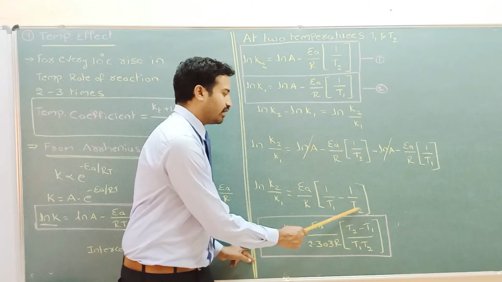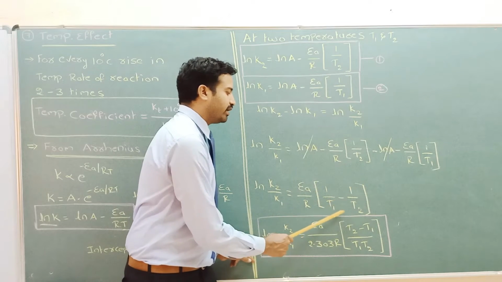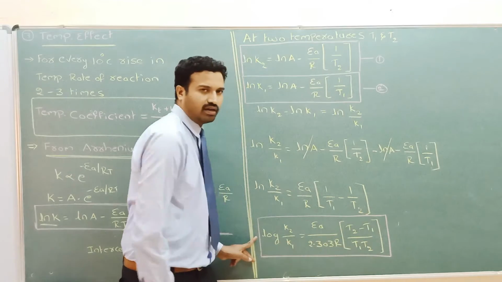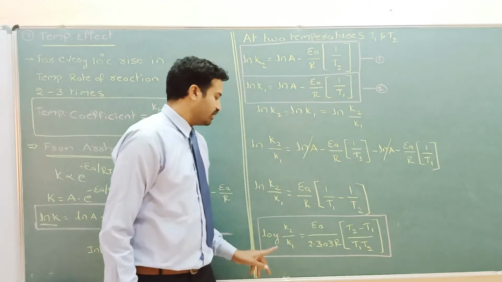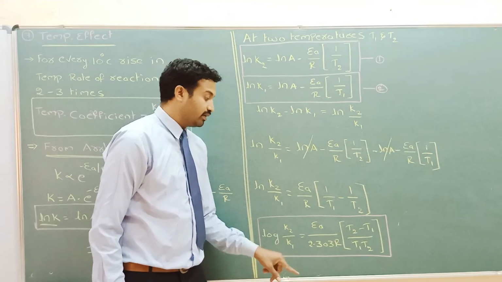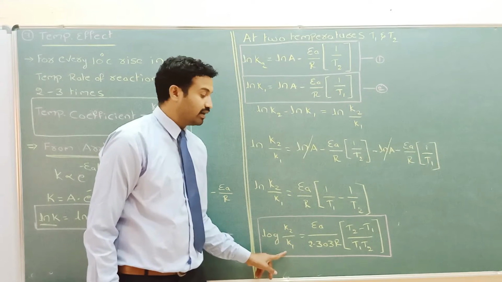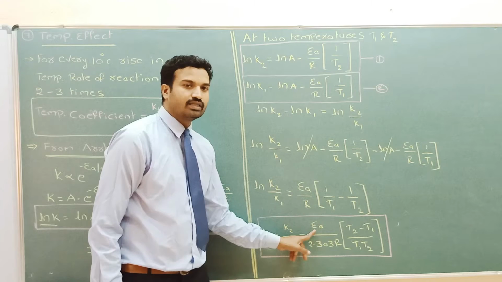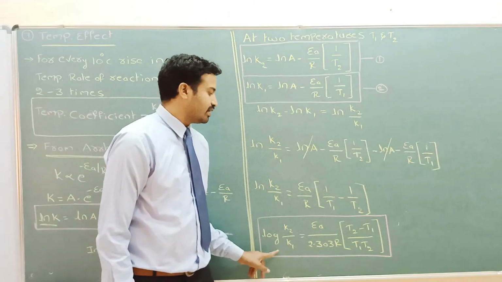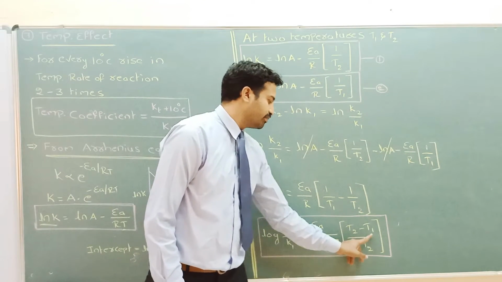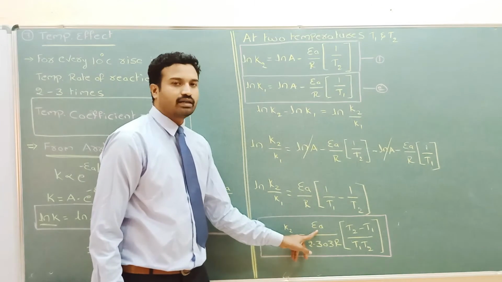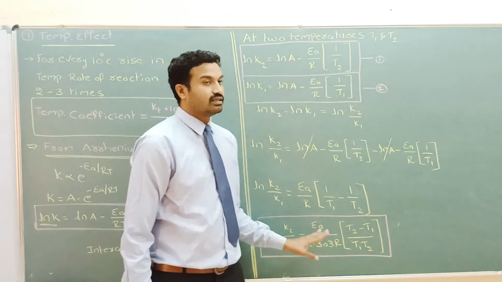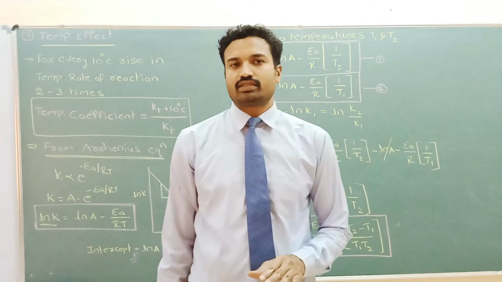Here we can write (T2 minus T1) by T1 T2. This is the equation at two different temperatures for the rate constant values. We can calculate the rate constant value when the activation energy value is given. Again, this is the effect of temperature at two different temperatures. If the rate constant values are given, we can calculate the activation energy of the reaction. This is about the effect of temperature on rate of reaction.